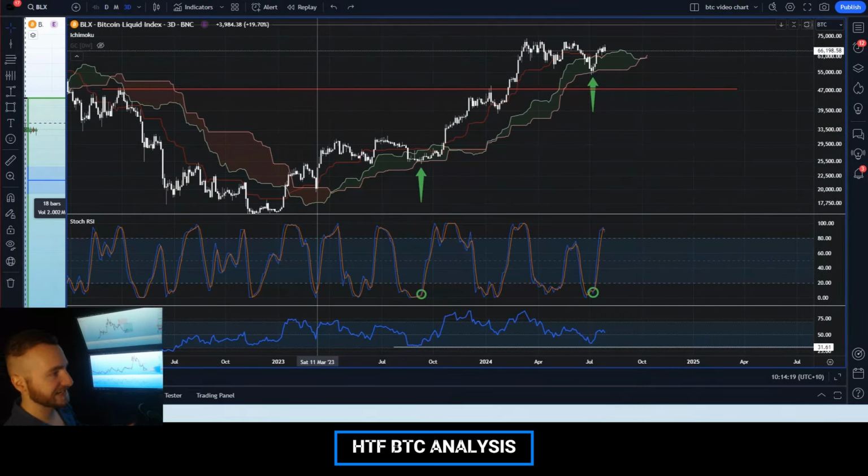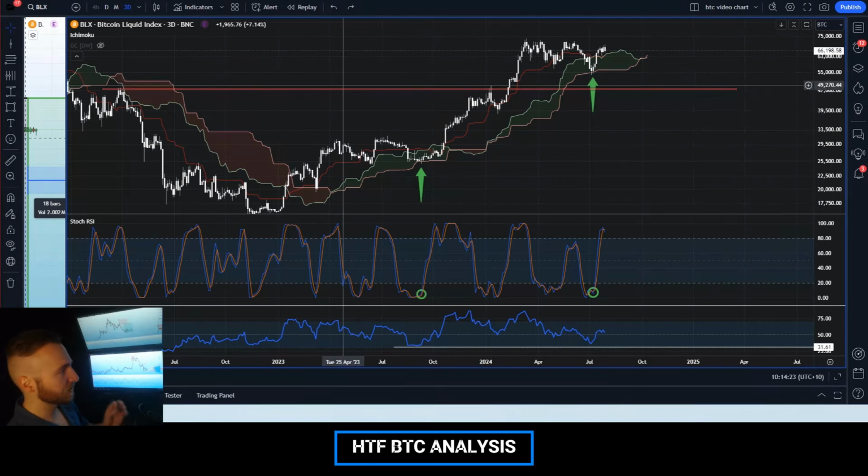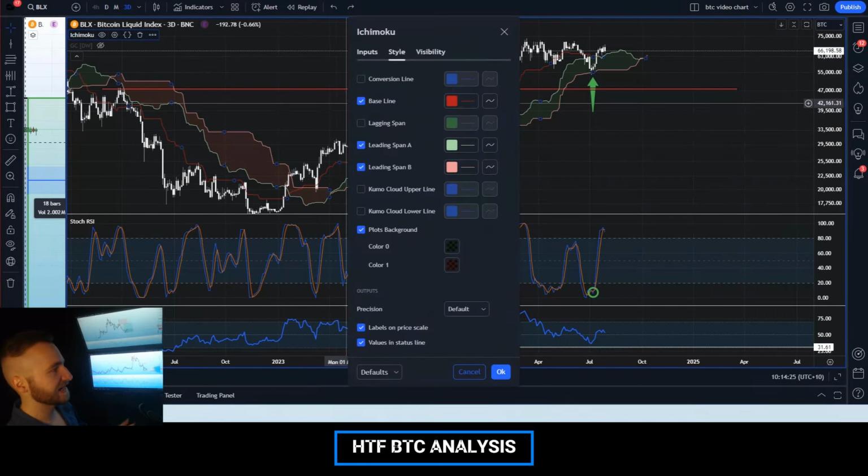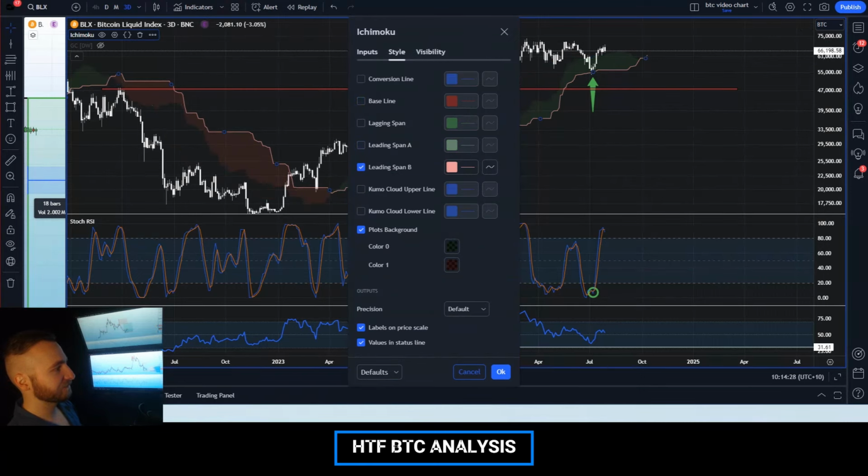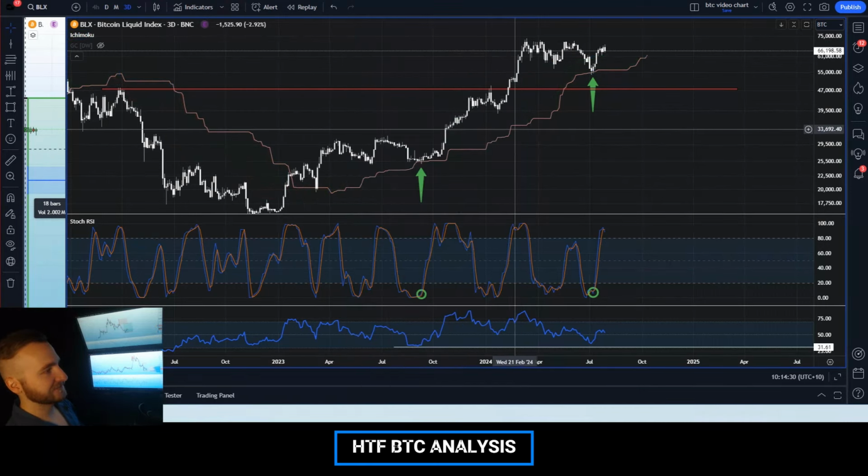Let's really quickly discuss the significance of these levels on this chart. This is going to be our 3-day chart. What we can see, guys, is the one level we are really focusing on here. And let's go ahead and delete everything really quickly. This level, this particular line, the leading span B of the Ichimoku cloud, is by far the most important level we are watching for Bitcoin, okay?